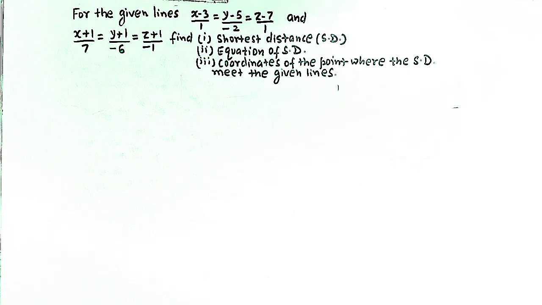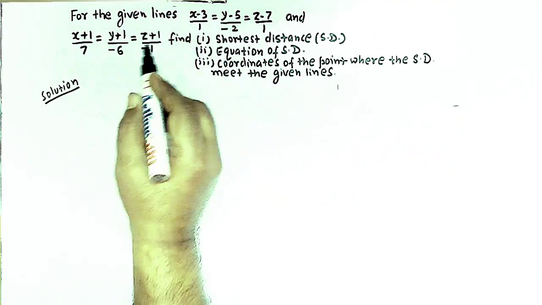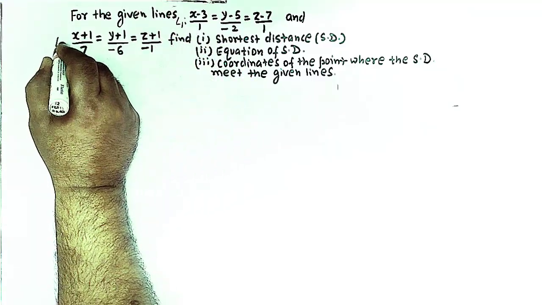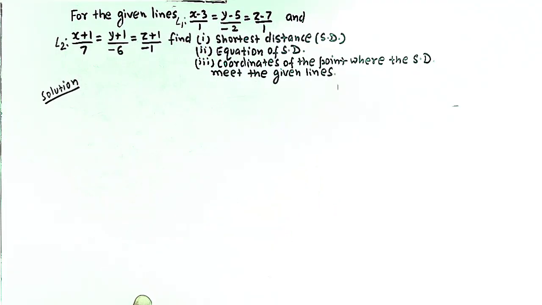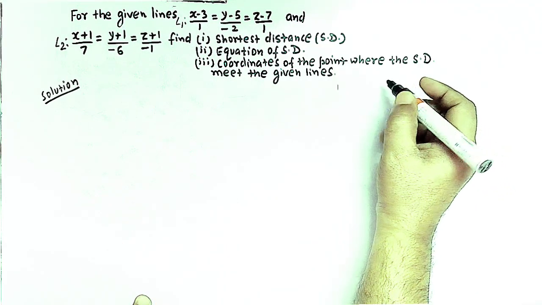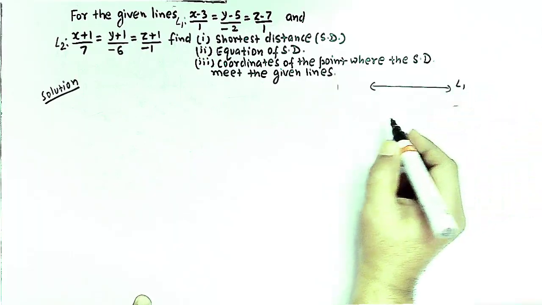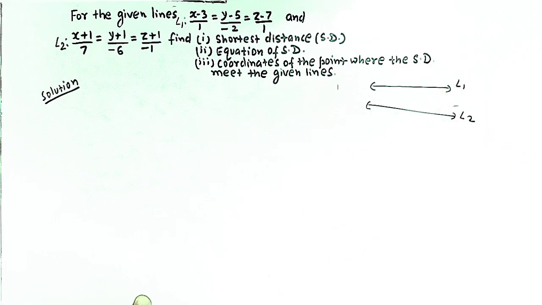So let us start. Let us first draw a rough diagram for this problem, and here let us denote this line as L1 and this line as L2, right? So here these two lines are lying on different planes. Here we have the line L1, and here we have the line L2, and these two lines are lying on two different planes. That's why they are non-coplanar, right?